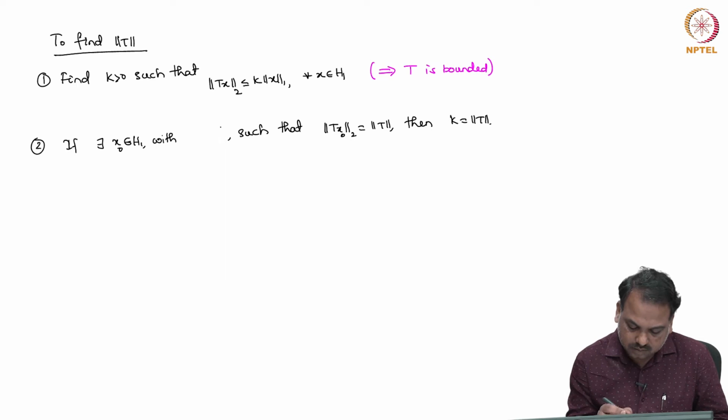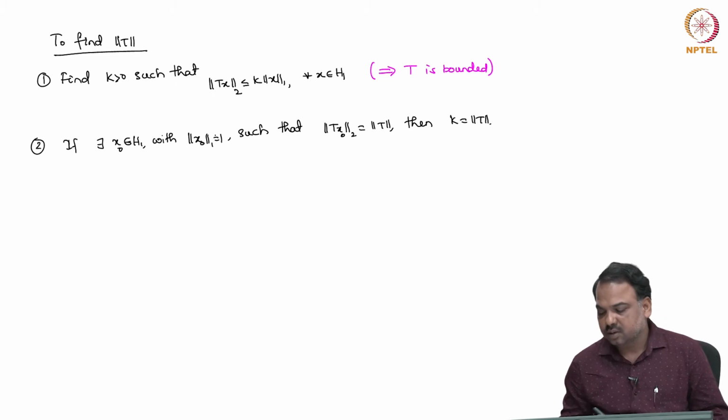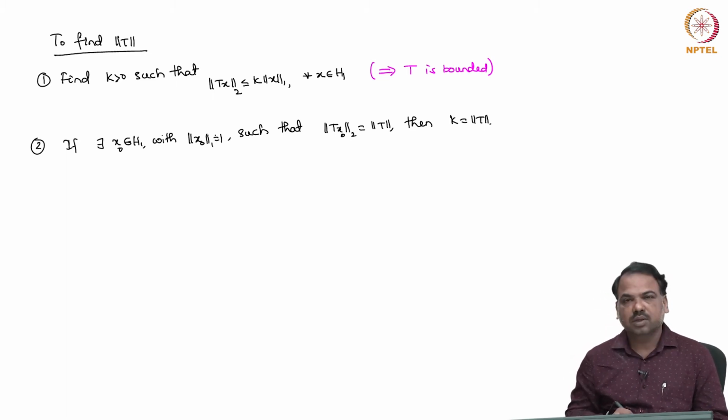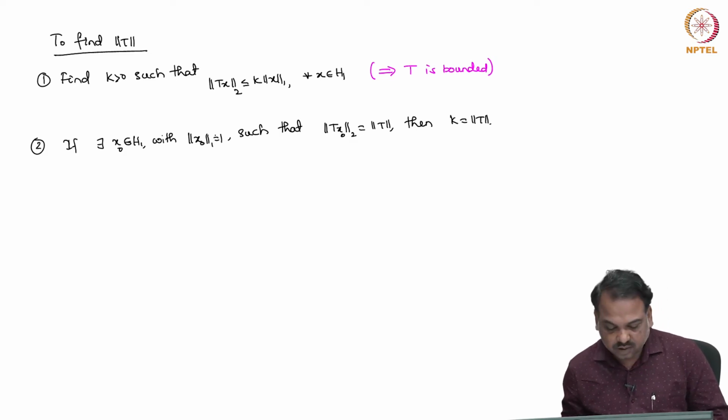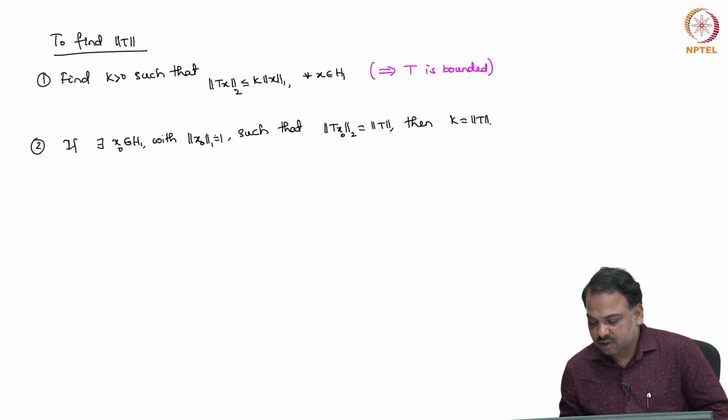These are the two steps to find the norm of an operator, and sometimes it may be possible that the second condition fails. In that case, what we do is find a sequence of unit vectors xn such that norm Txn goes to K. Then we can conclude that the norm of T is exactly the constant K that we have chosen in the first step. So these are the two important steps to find the norm of an operator.